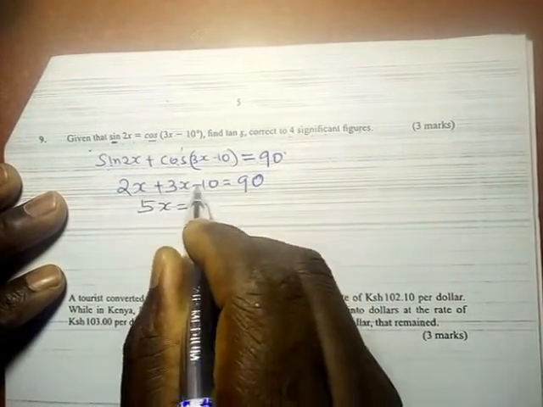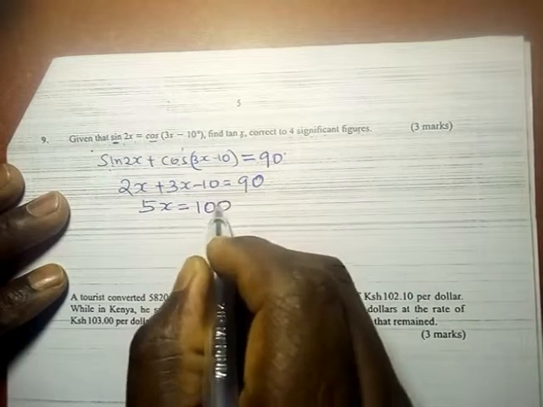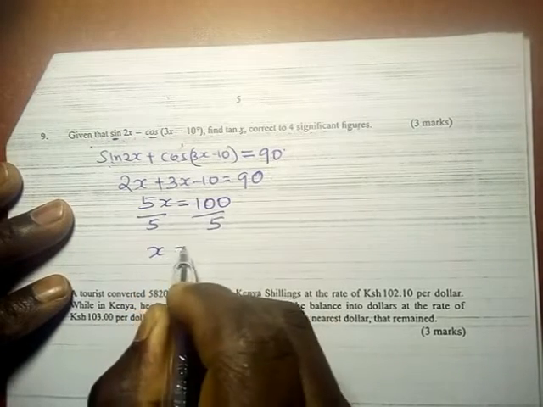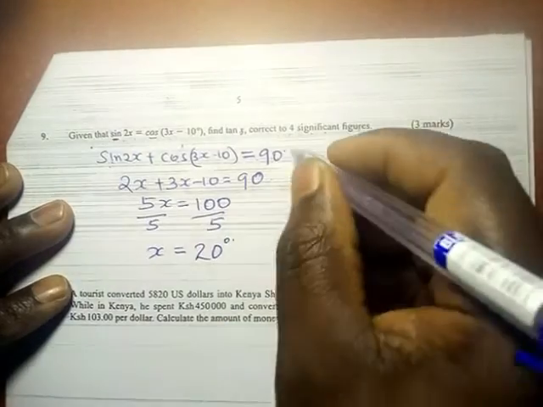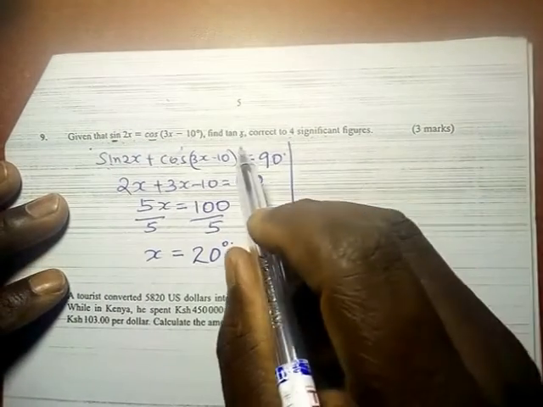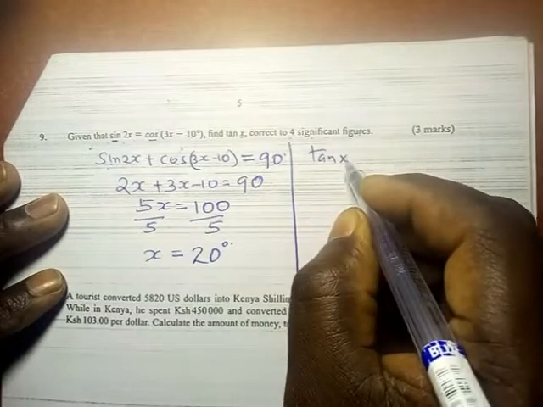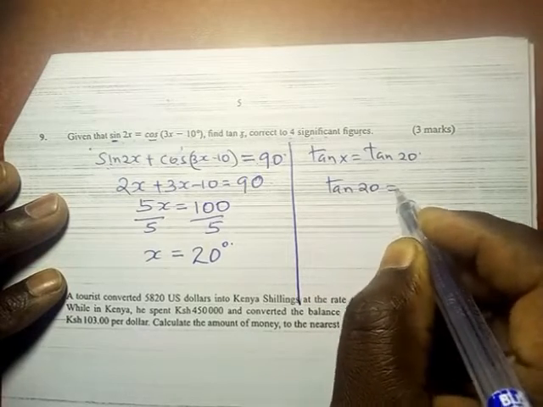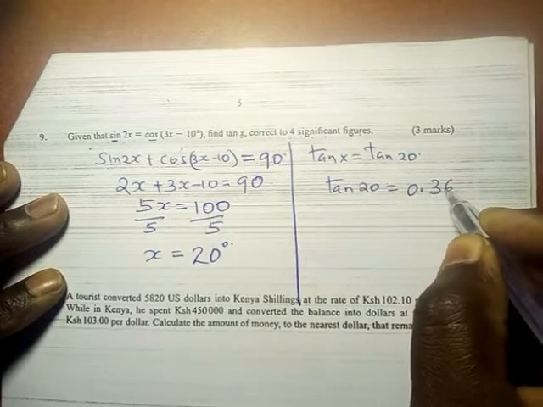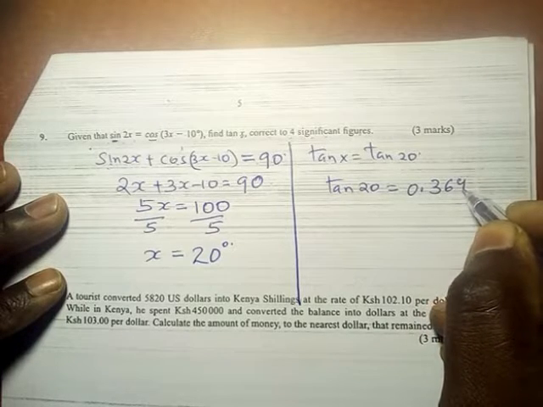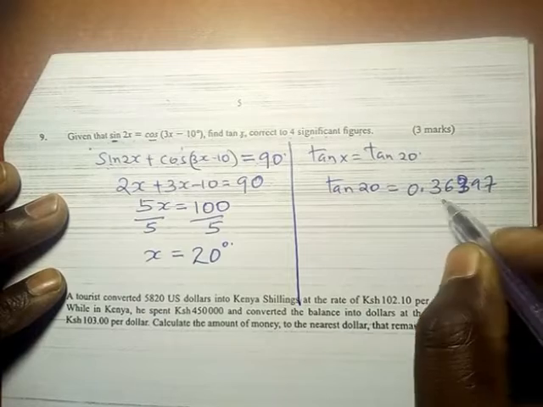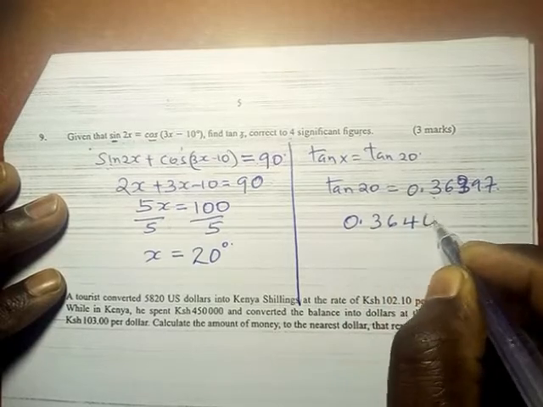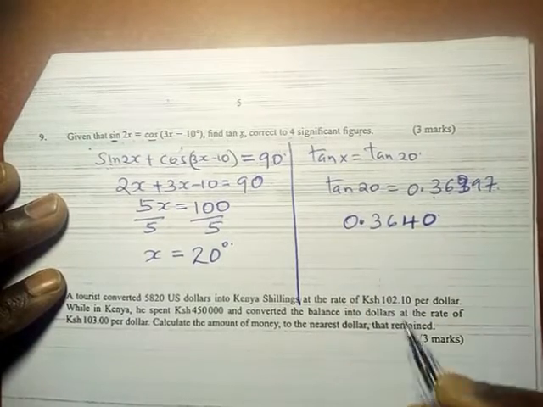5x equal to, ikikuja huku itakuwa 100. So we divide both sides by 5. So x is equal to 20 degrees. So we are asked to find tan x. So tan x equal to tan 20. So tan 20 is equal to 0.369397. To 4 significant figures is 0.3640.